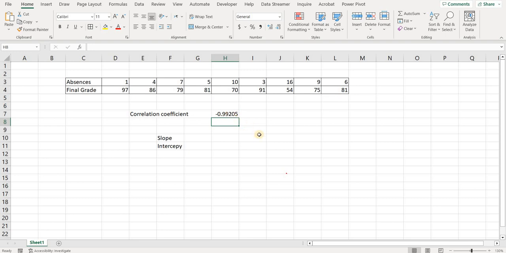This correlation coefficient means that there is a strong negative correlation between the absences and the final grade. In other words, the more absences, the lower the final grade is going to be.